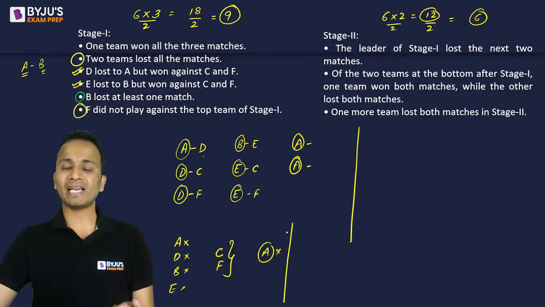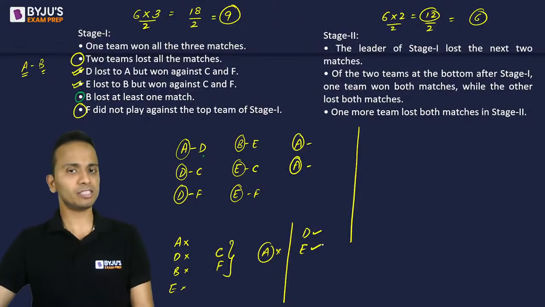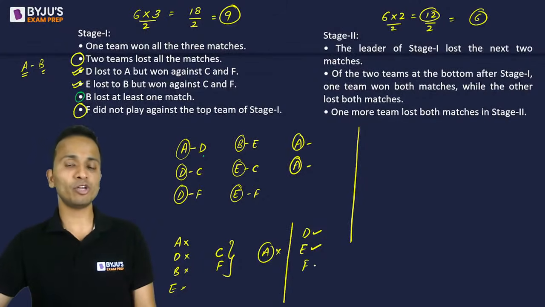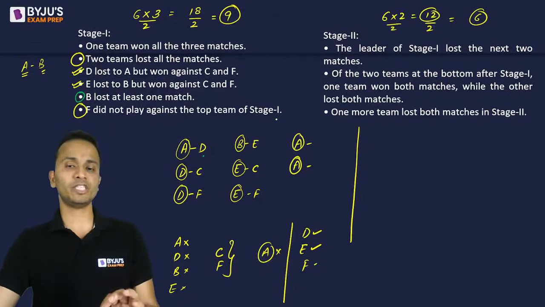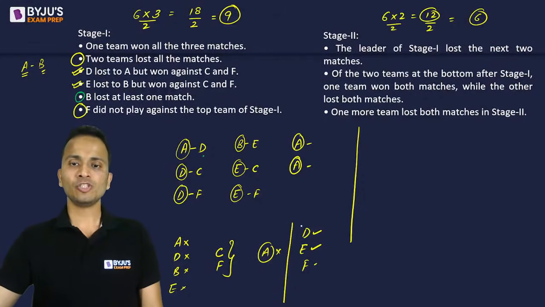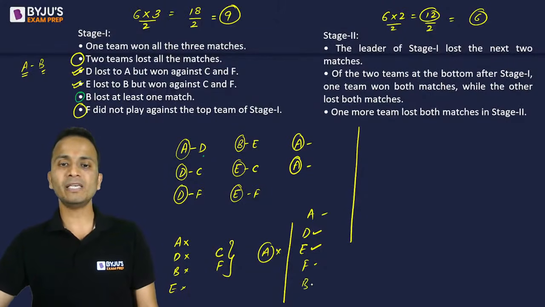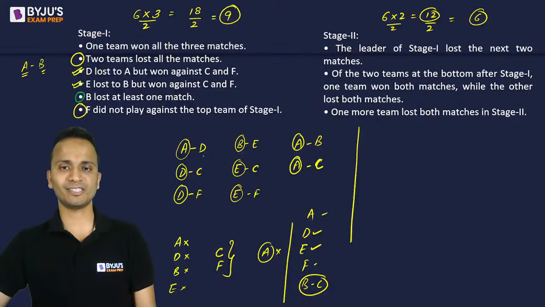Now which matches are left? D has played all the three matches. D के तीन मैचेस हो चुके हैं. E has played all the three matches, right? A cannot be the opponent of A, right? And F is not the opponent of A because here it is written that F did not play against the top team of stage one, right? So A, D, E, F cannot be the opponents. So remaining B and C will be the opponents of A. B and C will be the opponents of A in these two matches, right?